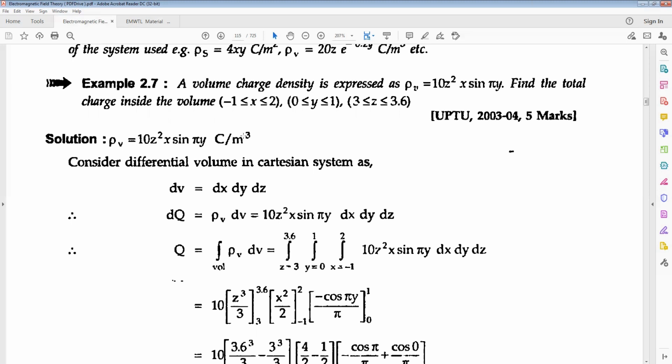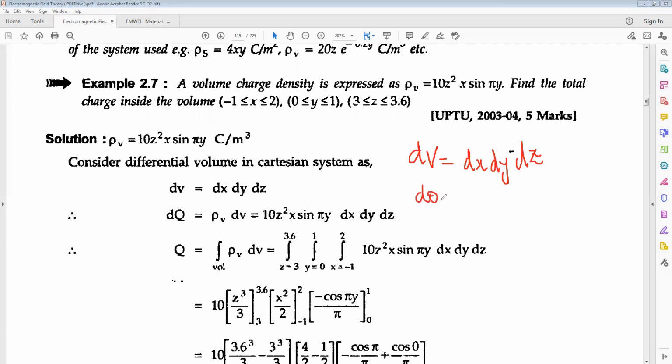Rho v means coulomb per meter cube, rho s is coulomb per meter square, and rho L is coulomb per meter. We know the differential volume is the product of dx, dy, and dz in the Cartesian coordinate system. Got it, my dear students?